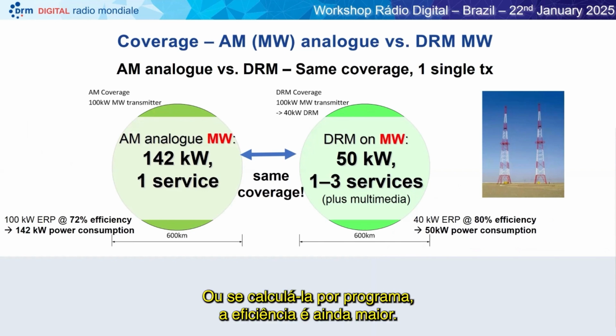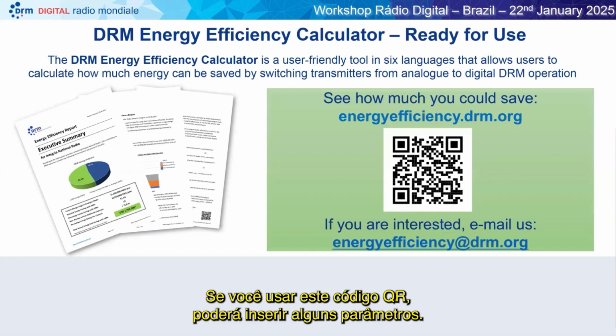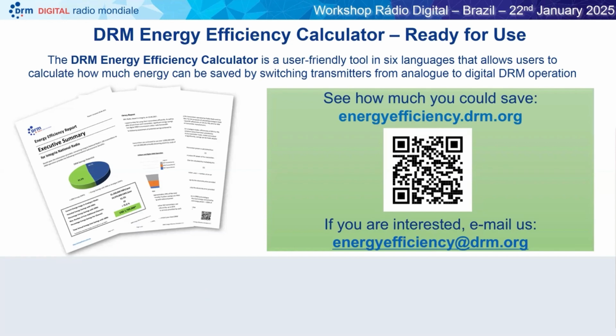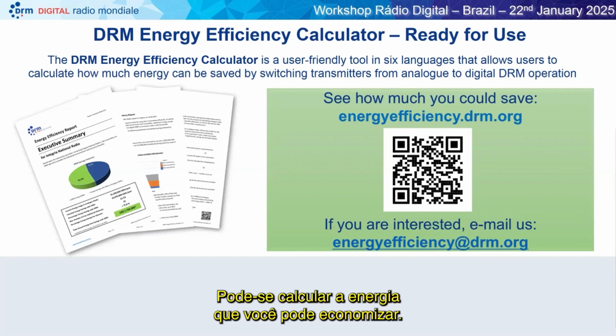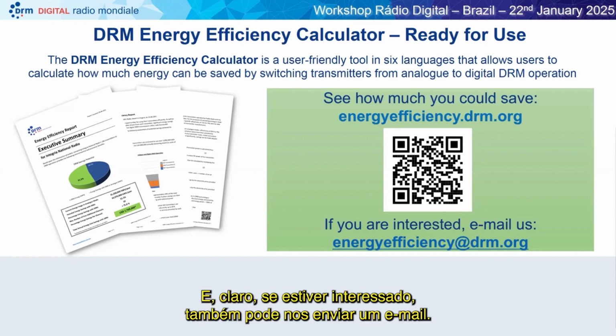So if you want to calculate it per program, the efficiency is even higher. There is a DRM efficiency calculator. If you use this QR code, then you can put in some parameters, and it will calculate the energy that you can save. And of course, if you are interested, you can also email us.